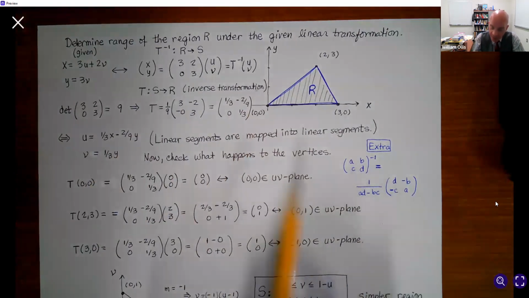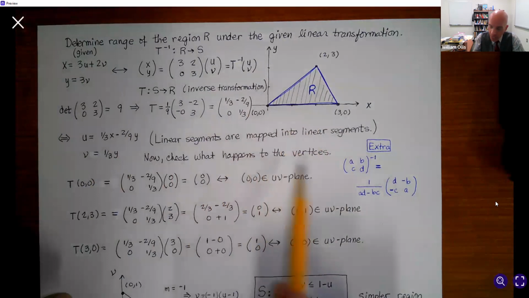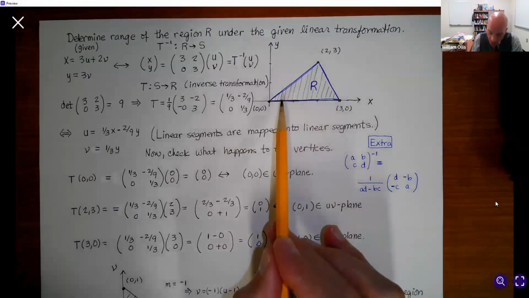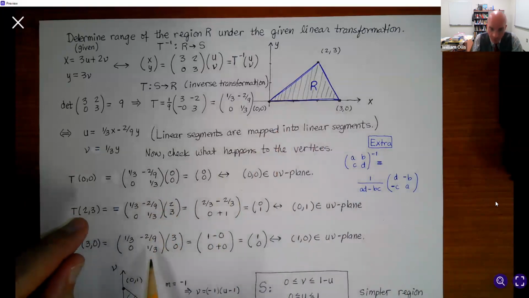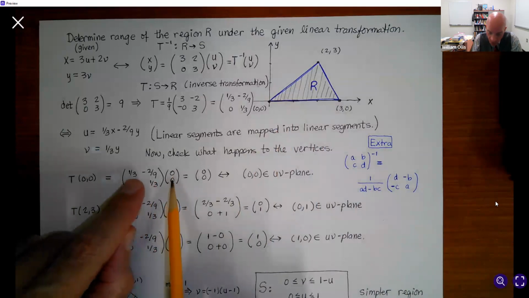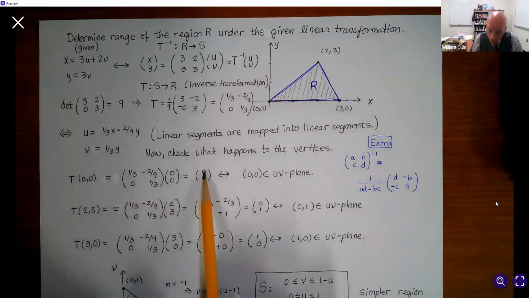So now, like I said before, we don't have to worry about the line segments. They get mapped into line segments. So we can check what happens to the vertices to get a quick answer. So now 0, 0, again, you can frame all of these as matrix multiplication. So when you multiply here, you get 2 entries of 0 and 0 here. So you get the ordered pair 0, 0 in the UV plane.